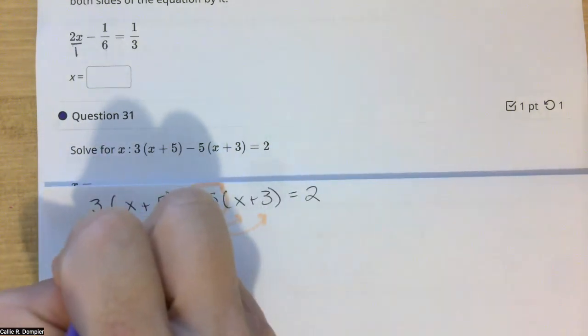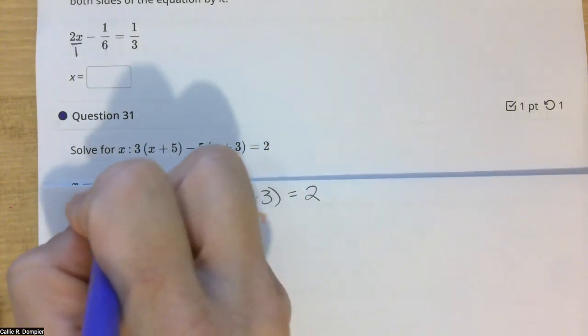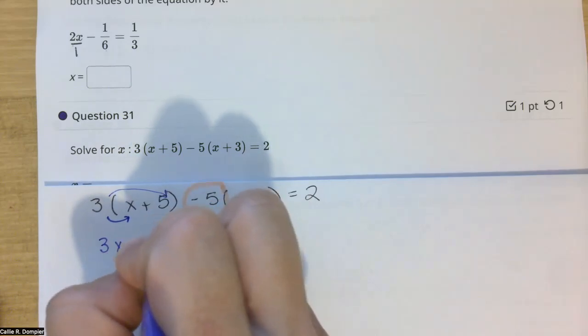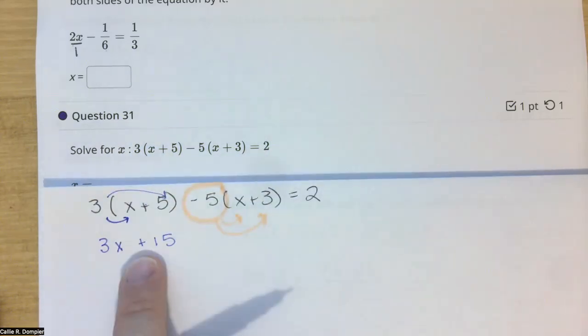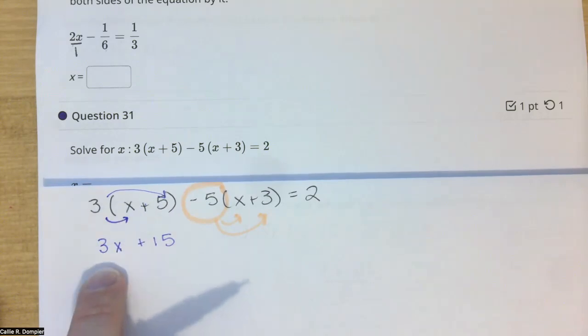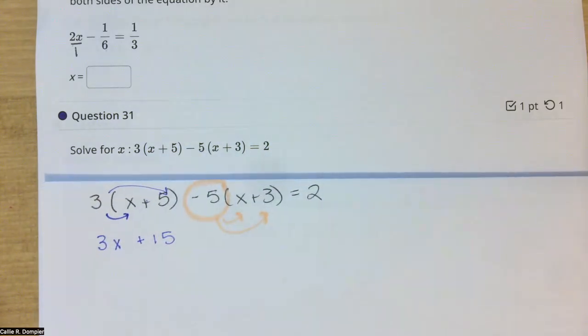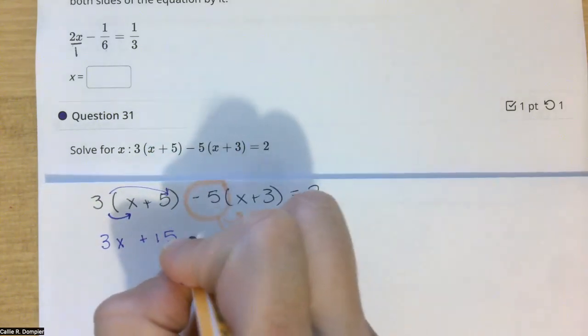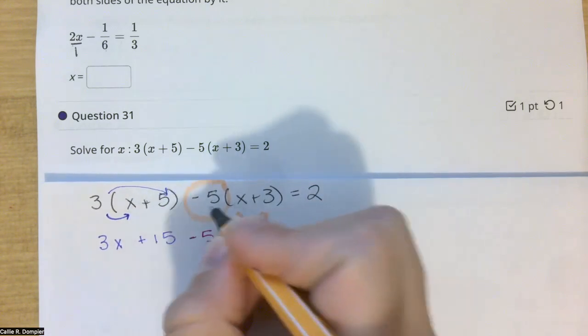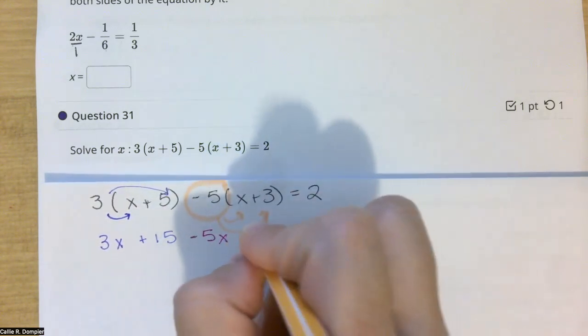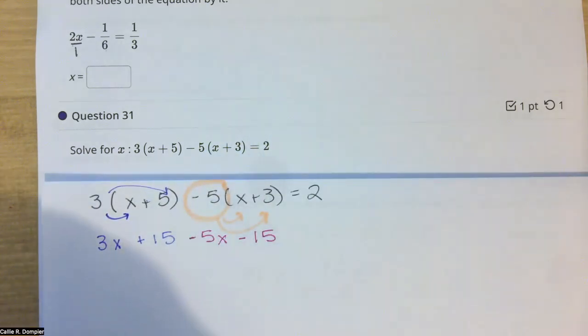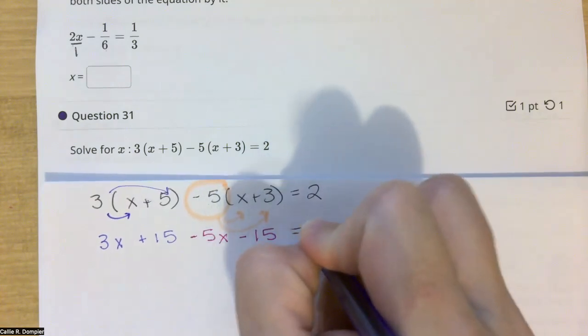All right, so first let's distribute that 3. 3 times x is 3x. 3 times 5 is 15. There's a plus in between them, so it's positive. Positive 3 times positive 5 is positive 15. Positive 3 times positive x is 3x. Now we have that -5 times x is a -5x. -5 times a positive 3 is a -15. Good? Equals 2.